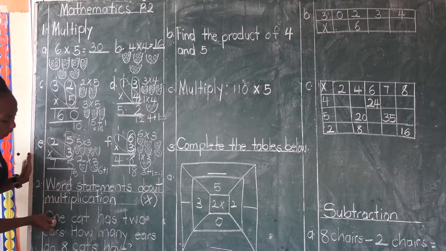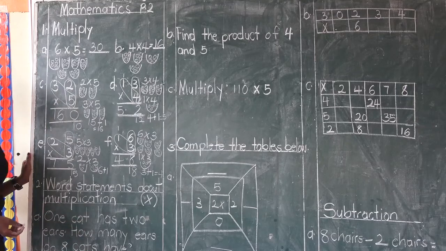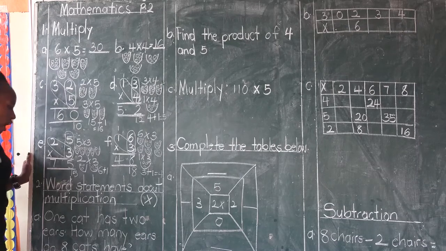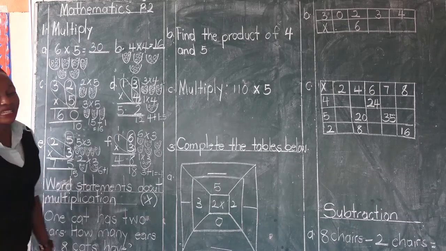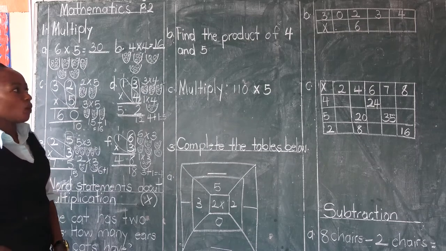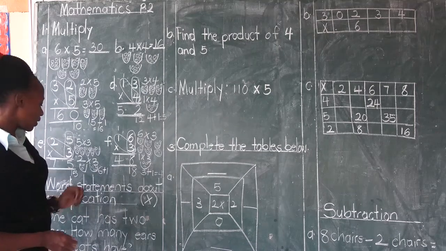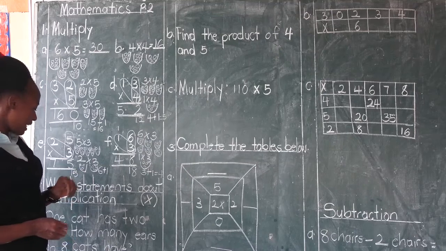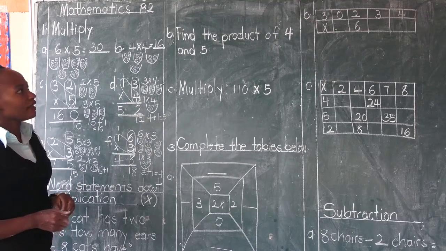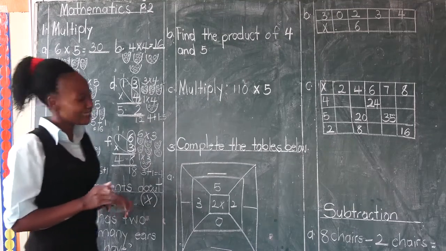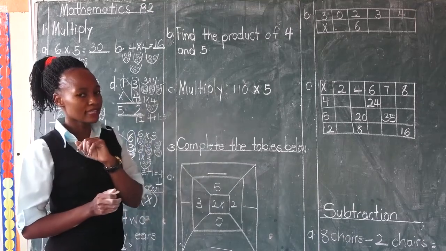1 cat has 2 ears. How many ears do 8 cats have? Now, we are going to ask it in the easiest way. We are not going to draw those 8 cats.